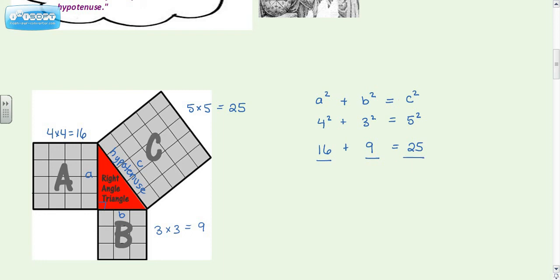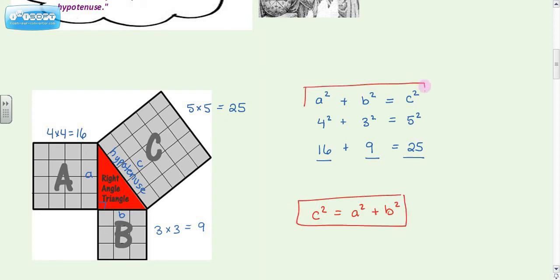We will typically see this Pythagorean theorem written as C squared equals A squared plus B squared. Now, it doesn't matter if you see it this way or you see it this way, they're the same equation. Okay? So you're going to be using this Pythagorean theorem today to find different side lengths, whether that is the hypotenuse side or the two other leg sides.